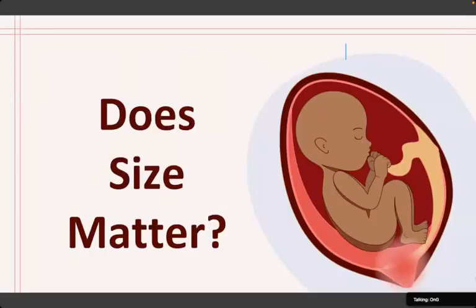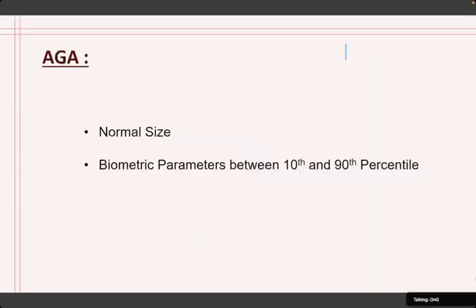So, does size matter? An AGA fetus is one whose size is within the normal range for its gestational age, and they typically have individual biometric parameters or estimated fetal weight between the 10th and the 90th centile.